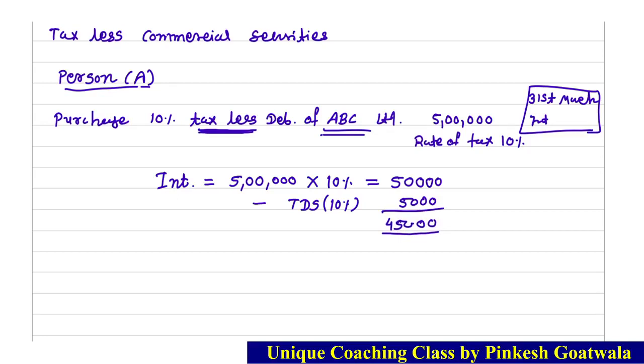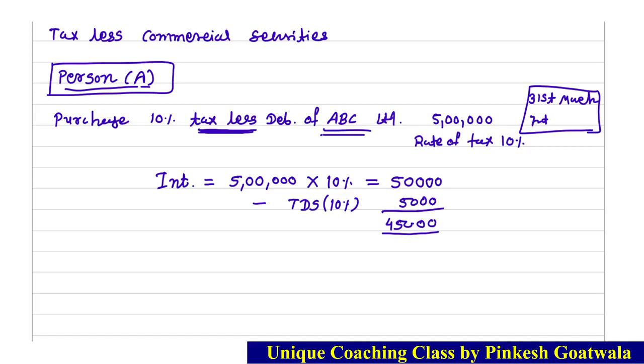So what happened here? The company, the institution which issued the security, deducts tax, then gives the remaining amount to the person who is holding the debenture, who is holding that security. So it is directly called TDS, tax deducted at source. TDS of 5,000 is deducted and 45,000 will be received.